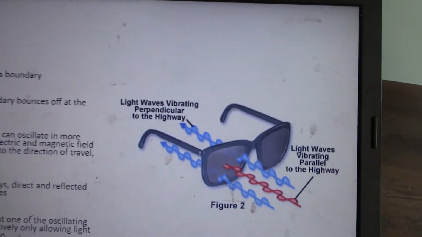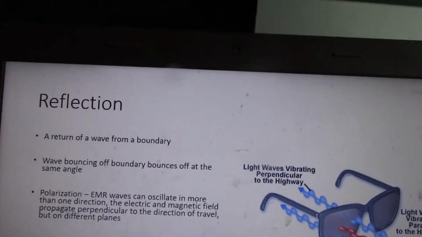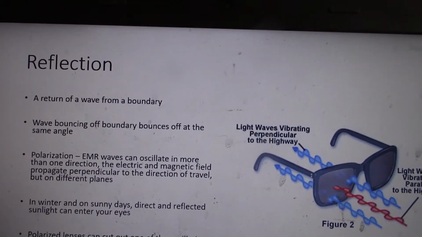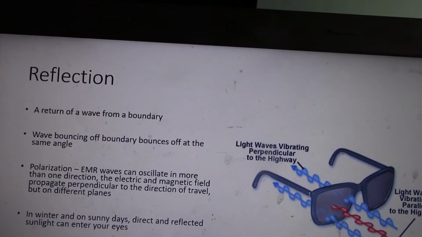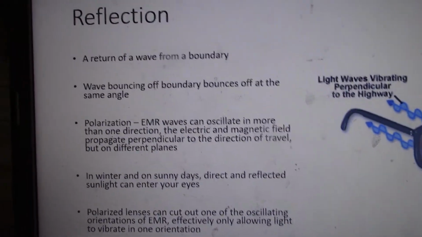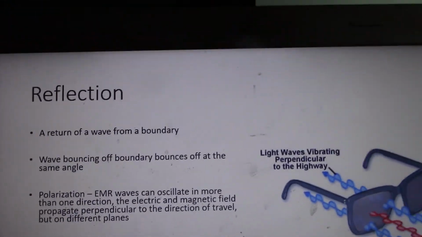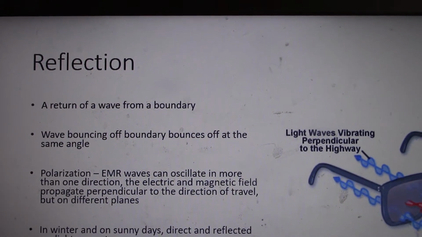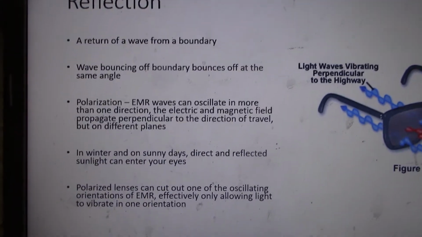Okay, so we don't have refracting telescopes anymore. We use reflecting telescopes, so we don't have the diffraction problem. The diffraction problem that we see today is entirely from the incoming light, not from the aperture that we're viewing it through. Okay, so reflection is a return of a wave from a boundary. It bounces off at right angles.